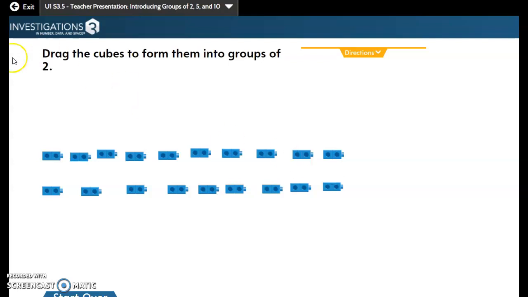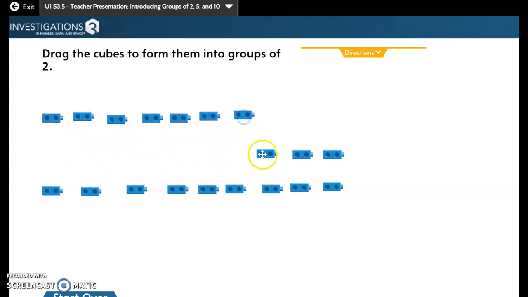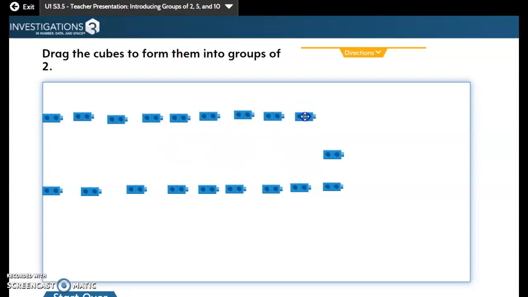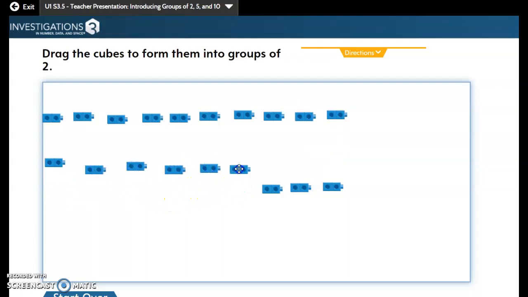Now that I've counted the cubes, I'm going to count my number of groups. We won't count by 2s, we'll only count by 1s because we're counting the groups this time. I'm going to move them as I count. 1, 2, 3, 4, 5, 6, 7, 8, 9, 10, 11, 12, 13, 14, 15, 16, 17, 18, and 19. So now I know we have 19 groups of 2.